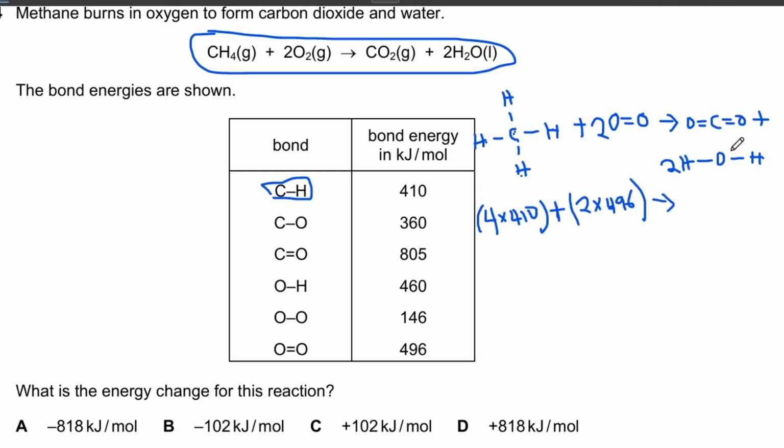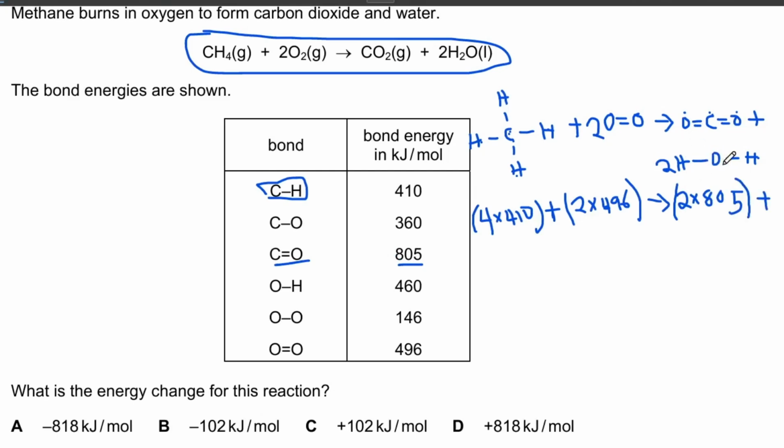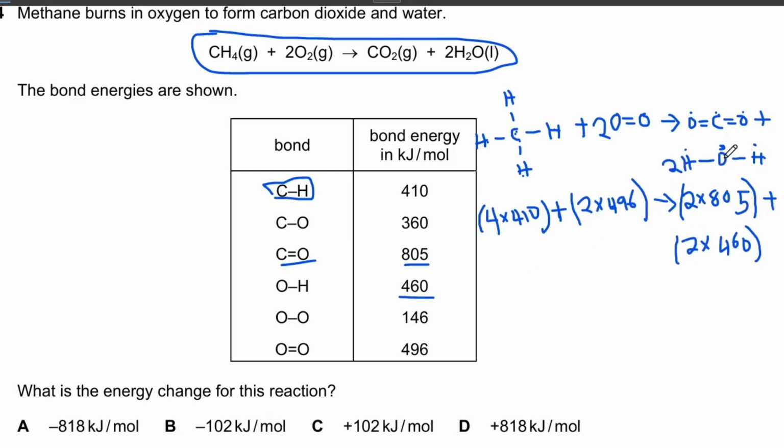So for our product, we have carbon oxygen bond. This is carbon oxygen bond, and it's 805, and we have 2 of it, carbon oxygen 1 and then carbon oxygen 2. It's going to be 2 multiplied by 805 plus we have oxygen hydrogen bond, which is 460, and we have 2 of it, oxygen hydrogen, that's 1, then oxygen hydrogen, that's 2. It's going to be 2 multiplied by 460, but then we have 2 of it, 2 of oxygen hydrogen, so multiply everything by 2.